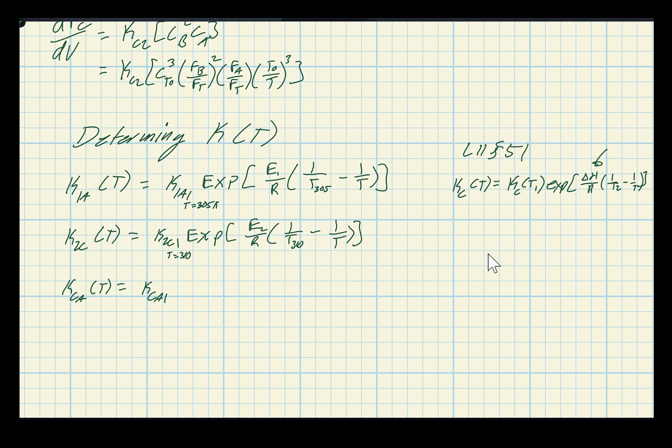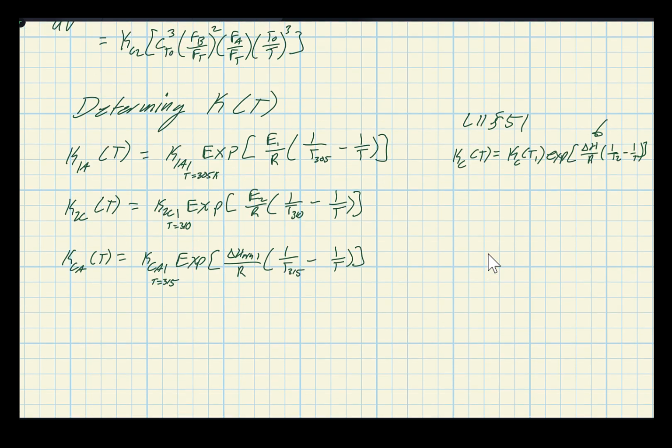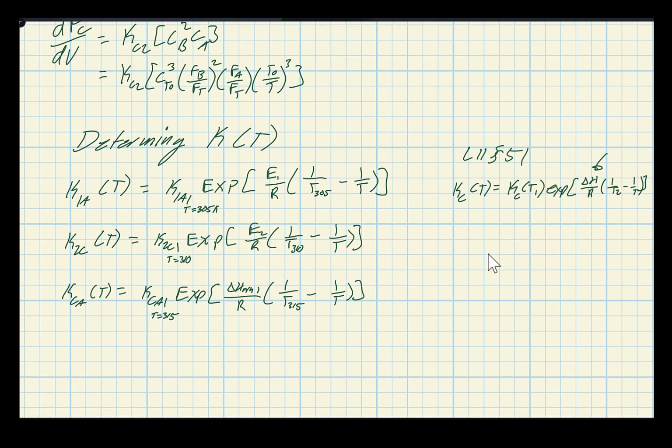So our Kca at any function of T is equal to our Kca1, which is evaluated at a given temperature of 315, times the exponential of the heat of reaction. Now this is reaction 1, because that's the only one that has the equilibrium constant, over R, times 1 over T 315 minus 1 over T. So that gives us our Ks as a function of T.